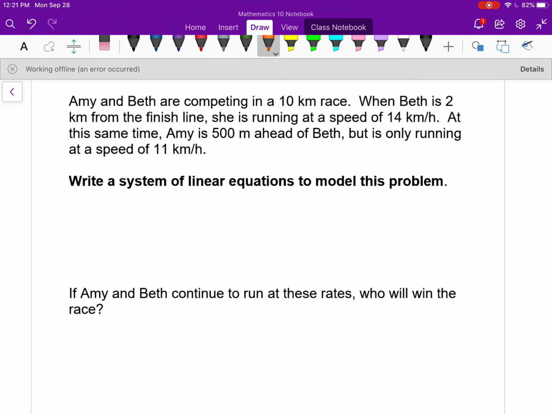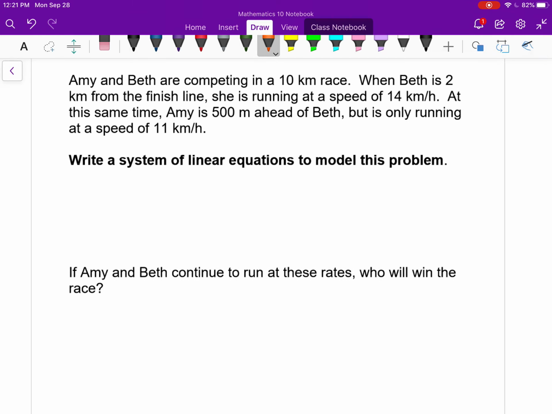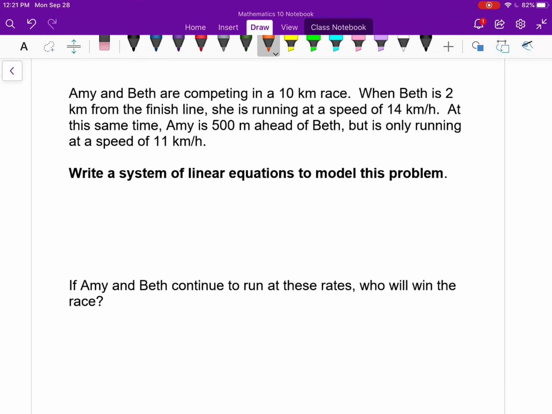And this has to do with two people running a race at different speeds. Another common type. All right, so let me read it. Amy and Beth, A and B, are competing in a 10-kilometer race. When Beth is 2 kilometers from the finish line, she is running at a speed of 14 kilometers per hour.